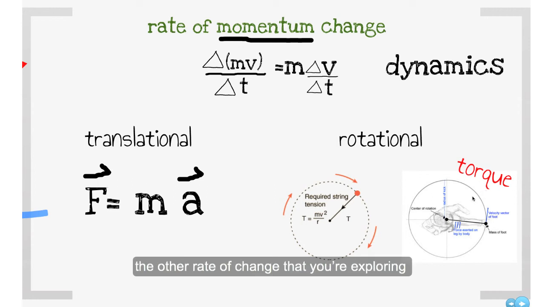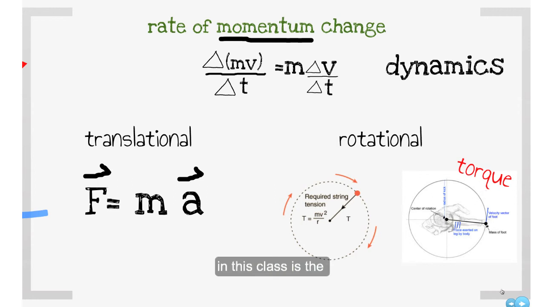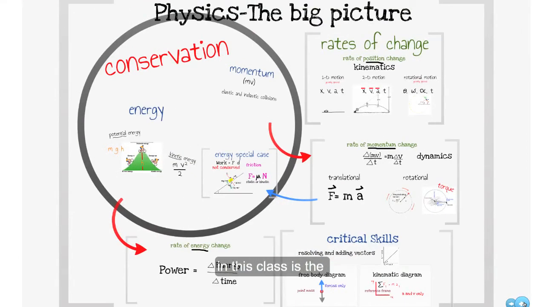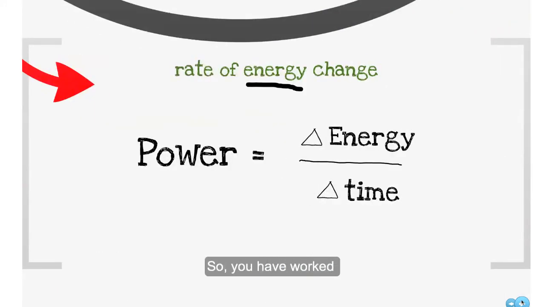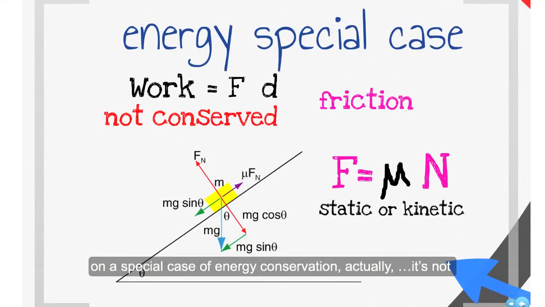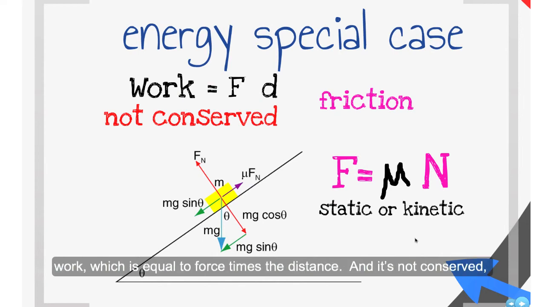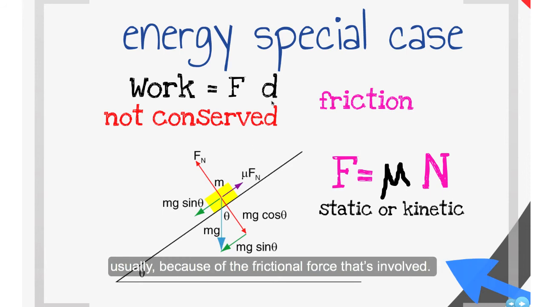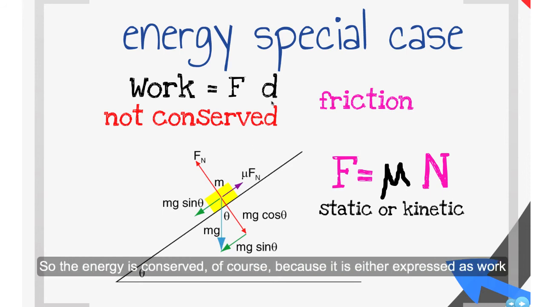But the other rate of change that you're exploring in this class is the rate of change of energy, and that is essentially looking at power. So you have worked on a special case of energy conservation. Actually, it's not conserved. That's why I call it a special case, where you look at work, which is equal to force times the distance. And it's not conserved usually because of the frictional force that's involved. So the energy is conserved, of course, because it's either expressed as work or the heat from the friction.